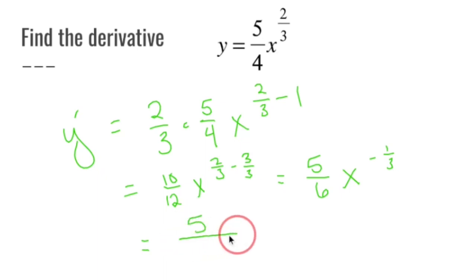So 5 remains in the numerator, 6 in the denominator, x to the, drop it down and make it positive, 1/3. Now, you can leave it like that if you want to, but an exponent of 1/3 also gives you the cubed root, so this is the other way that we could write this out. Either of these is perfectly fine, either of these is simplified, and that's my guy.